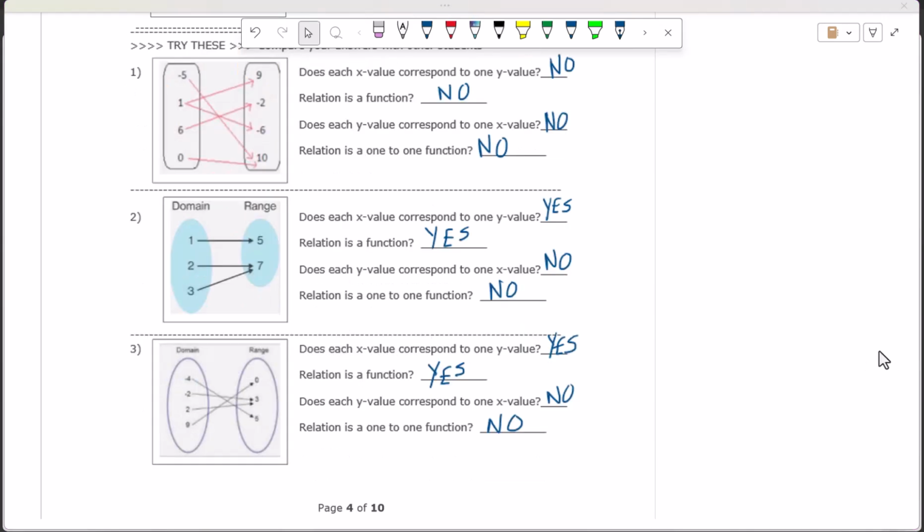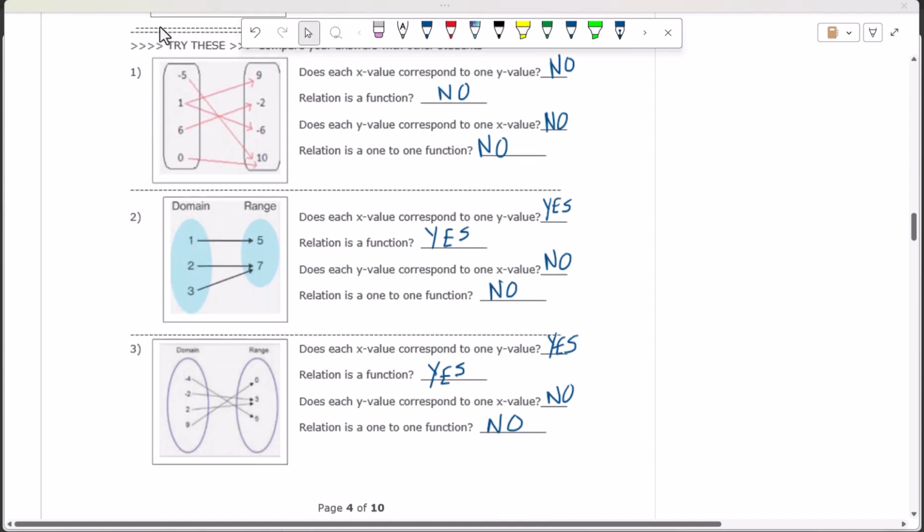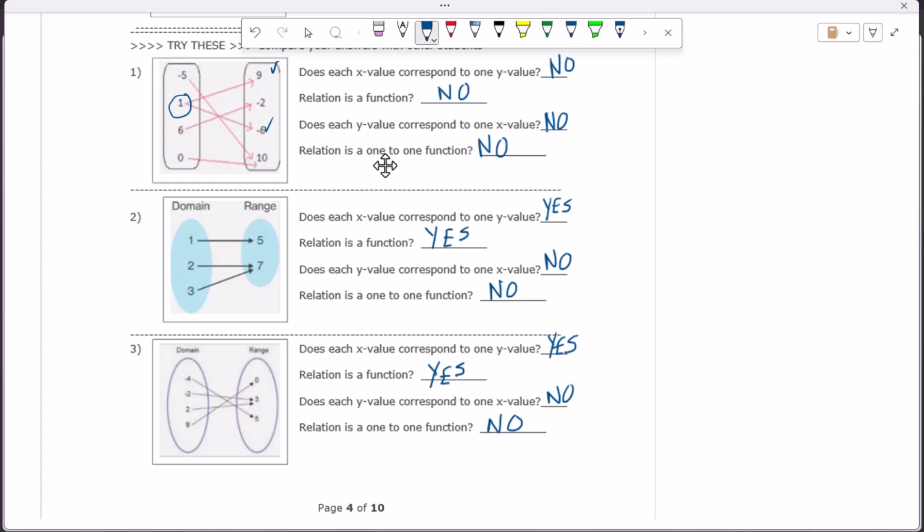Okay, so here's what you should have come up with. Problem number 1 is not a function and it's not one-to-one. The problem is that this 1 corresponds to 2 different y's. And if you look at it in reverse, you have a problem with the 10. The 10 maps backwards to a 5, and it also maps backwards to 0, so it's not one-to-one. Number 2, does each x correspond to one y? That's yes. The relation is a function, but if you do it backwards and ask the question, does each y correspond to one x? It does not. That 7 maps backwards to 2 values.